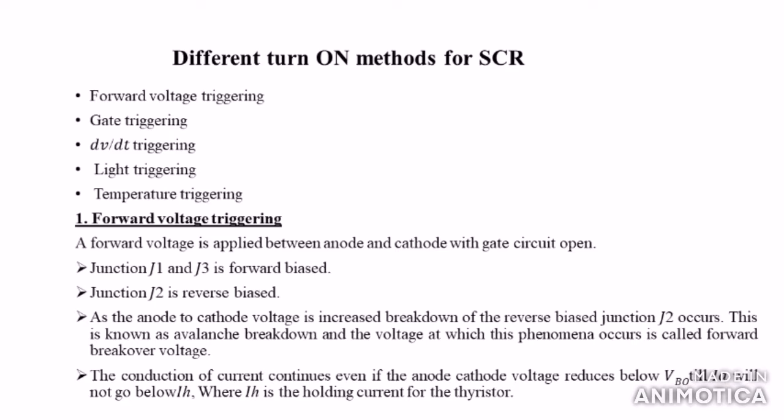As we increase the forward voltage, at one particular value of voltage the reverse biased junction J2 will break down. That is, avalanche breakdown will occur at the junction, and an enormous amount of current will flow through the device, so the device will start conducting. But this method is not advisable to turn on the device, because the enormous amount of current flowing through the device will damage the SCR.